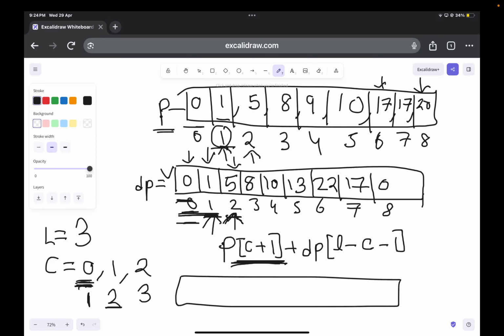Okay, for 8, what can you do? Sir, can you explain for 6 how did you get 22? Okay, I'll start from the beginning. See, first, the length is 6. Okay.